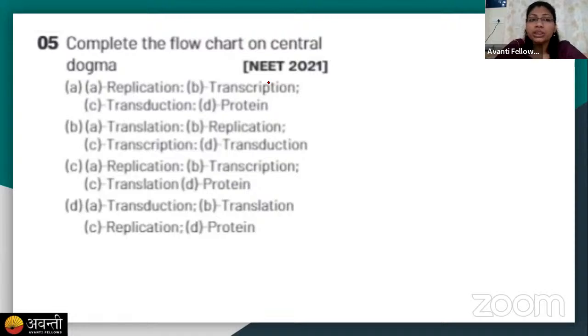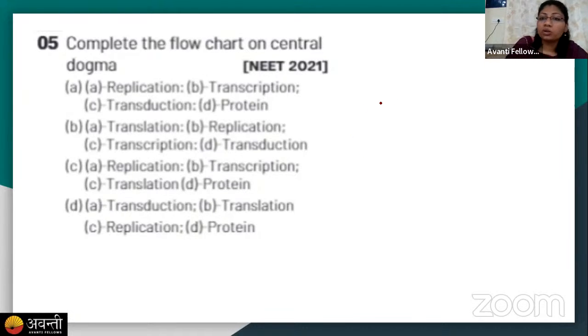The next question says, complete the flow chart on the central dogma. We know the central dogma is always about the sequence. It is always talking about the sequence which is required for the formation of protein, right? It is a sequence which starts with the DNA and ends up with the protein in a sequential manner. So you have to find out the correct answer. Okay, so you have already given your answer in the chat box.